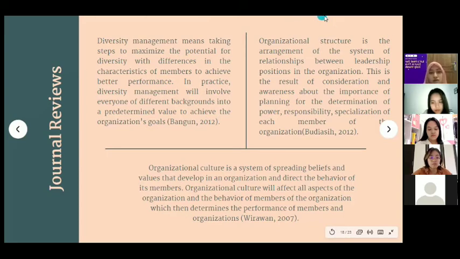And the last is organizational culture is a system of spreading beliefs and values that develop in an organization and direct the behavior of its members. Organizational culture will affect all aspects of the organization and the behavior of members of the organization, which then determines the performance of members and organization, according to Wirawan 2007.